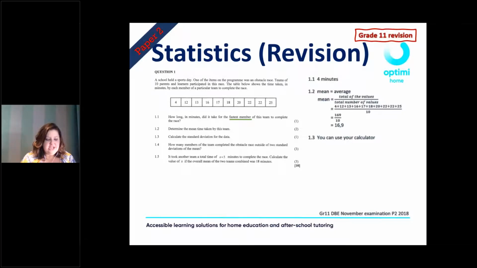So you'll say mode. You want to go to statistics. You only have one variable and you start to add your data. So 4, 12, 13, 16, 17, 18, 20, 22, 22, and 25. So that is where you end. You can press your equal sign after your 25. All your values will be listed in a table on your calculator.